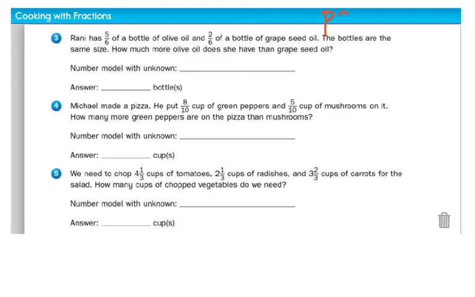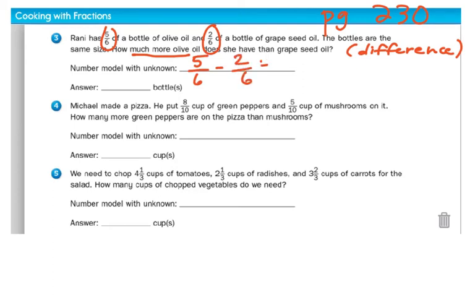Continuing down the page on page 230. Rainey has 5/6 of a bottle of olive oil and 2/6 of a bottle of grapeseed oil. The bottles are the same size. How much more olive oil does she have than grapeseed oil? So here we're trying to figure out the difference in the 2 amounts in each bottle. So we're going to take 5/6, which is the larger fraction, minus 2/6, and write it with an unknown. Remember, the denominator stays the same, so we just go ahead and subtract. 5 minus 2 is 3, or another way to say that would be half of a bottle.